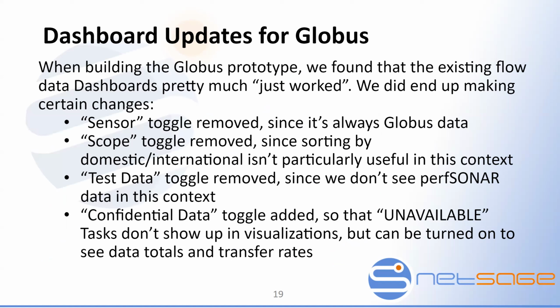But you'll notice if you've used NetSage before, the dashboards are stripped down a little bit. You don't have a sensor because we're not dealing with multiple flow sensors. It's literally just Globus data. Scope was basically something we used around domestic versus international transfers, which we have more of in flow data. It turned out to not be interesting at all in this context with Globus, so we just eliminated it. Test data, perfSONAR, we're not doing perfSONAR over Globus, so that option disappeared as well. And we do have the confidential data toggle added so that you can see data totals if you are interested.